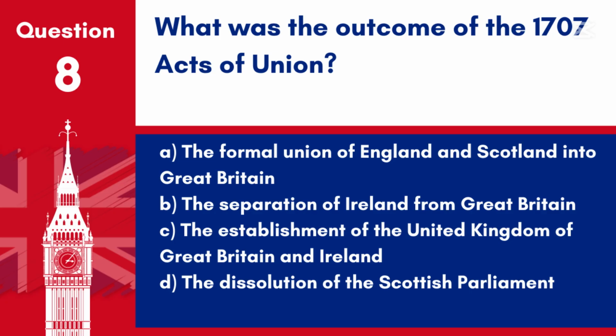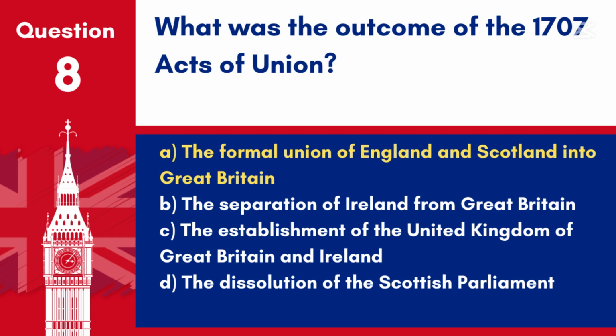Question 8. What was the outcome of the 1707 Acts of Union? A. The formal union of England and Scotland into Great Britain. B. The separation of Ireland from Great Britain. C. The establishment of the United Kingdom of Great Britain and Ireland. D. The dissolution of the Scottish Parliament.